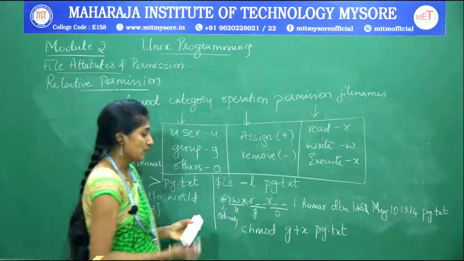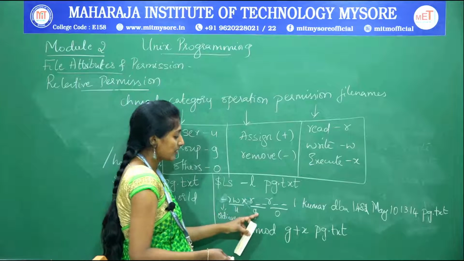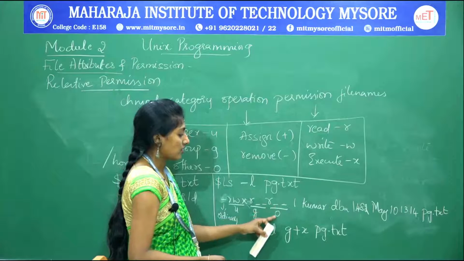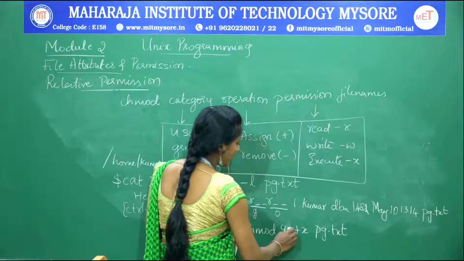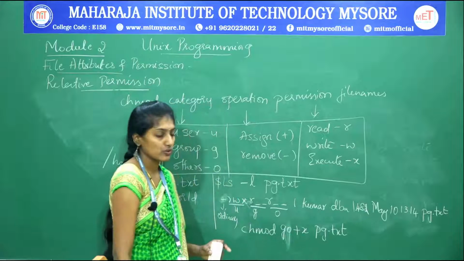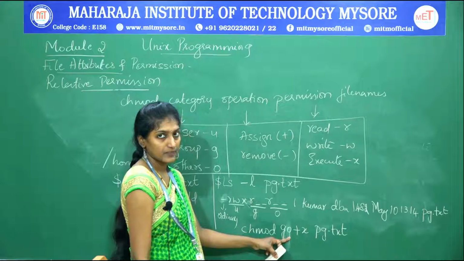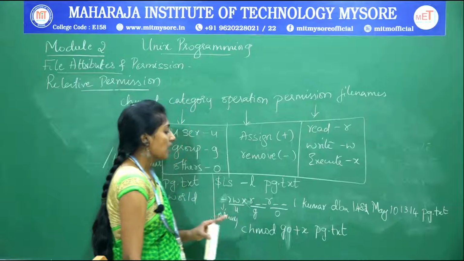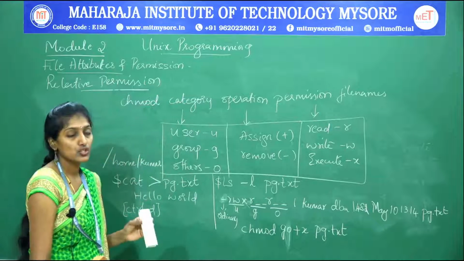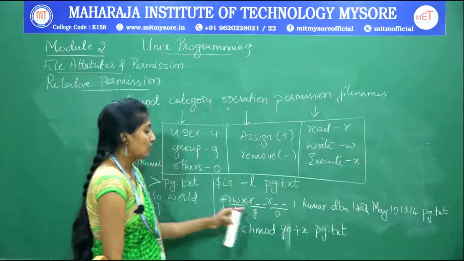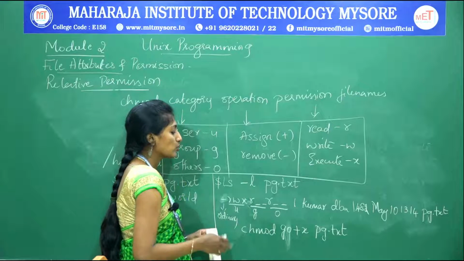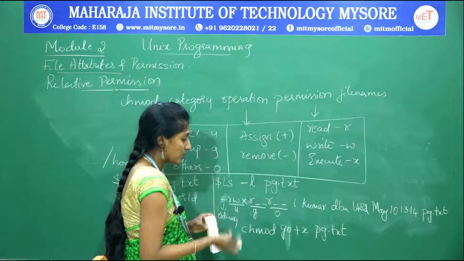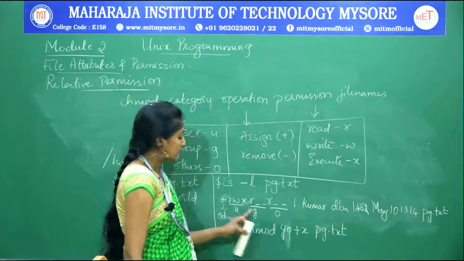Even if you want to assign for others also, you can give them together: g followed by o, plus x, like this. Even this is permissible. Okay, so this is about how to assign a permission to an existing file for a group or others.